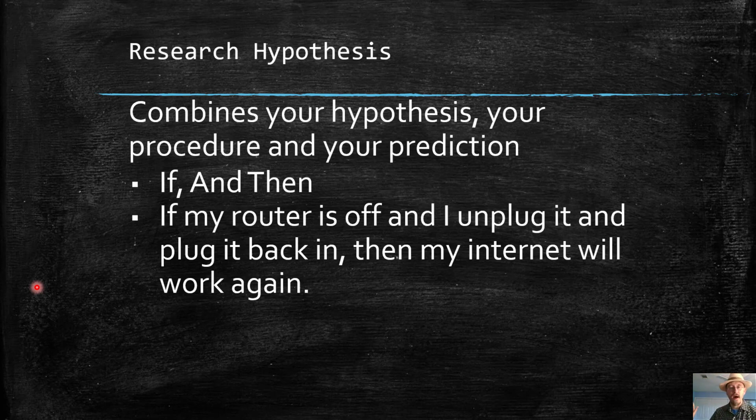So the pure hypothesis is simply, this is a carnivorous plant. But a research hypothesis would say, if this is a carnivorous plant and I provide it with insects, then it will digest those insects. That is a complete research hypothesis. Like if you were doing an experiment and writing a paper about it, you would include that in your paper. Another example, if my router is off and I unplug it and plug it back in, then my internet will work again. That's an example of a testable hypothesis. And it's falsifiable. You could unplug the router and plug it back in, and the internet might not work again.